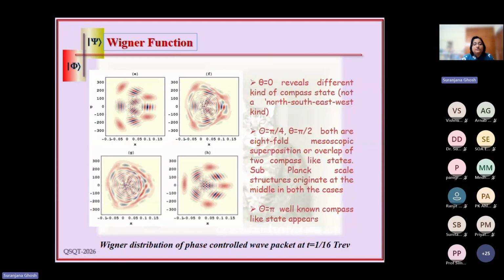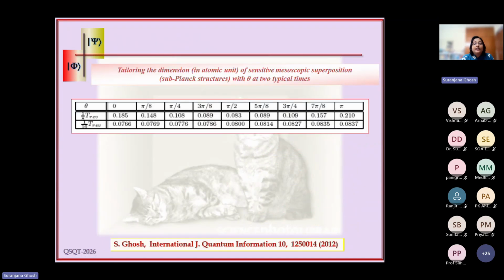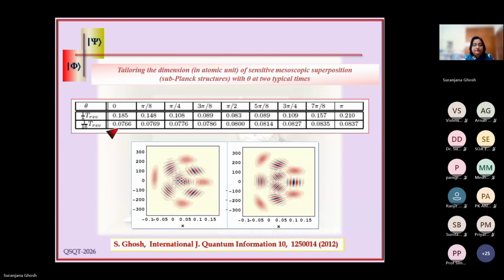And so we studied the sensitivity of these quantum interference regions and calculated it for different values of theta at 1/8 of T revival time. We found that when theta is equal to pi by 2, it gives the maximum sensitive region. And at 1/16 of T revival, this is the most sensitive structure one can have. And these are the corresponding states. So fine, we see that using this quantum interferometry, one can also enhance the sensitivity limit in this system dynamics.